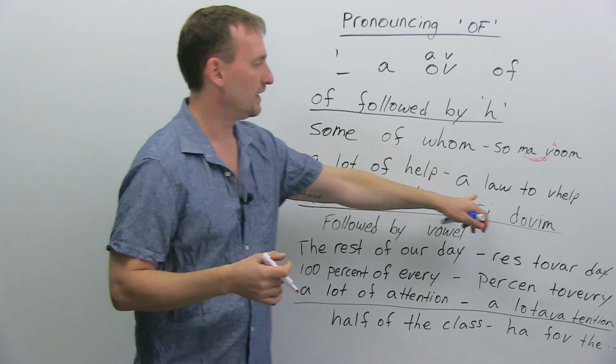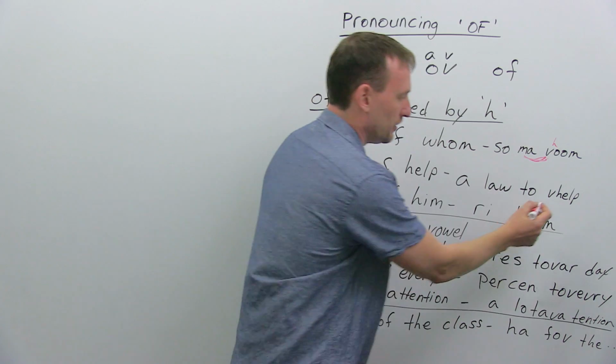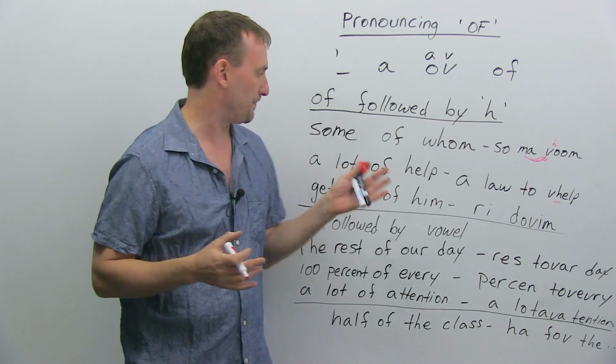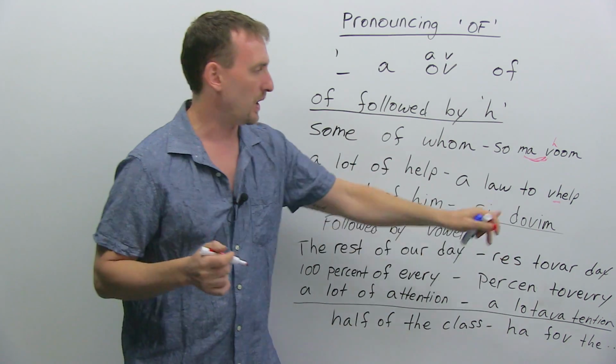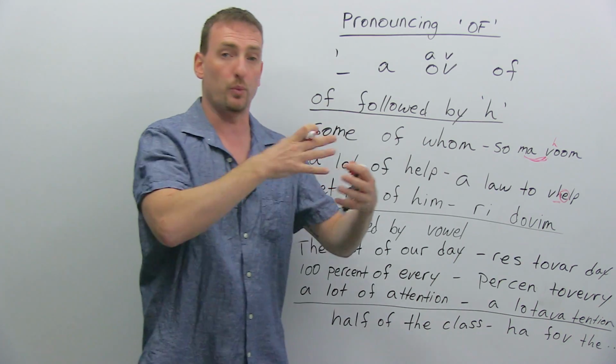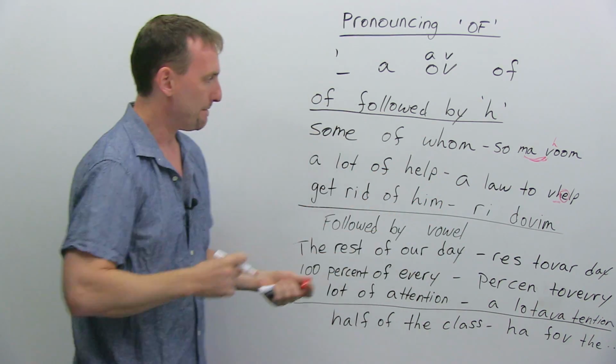A lot of help. A lot of help. Now here, you notice I didn't take it out because it's still there a little bit more. Sorry, a lot of help. So I pronounced the E a little bit stronger to make up for the weak H. Okay?